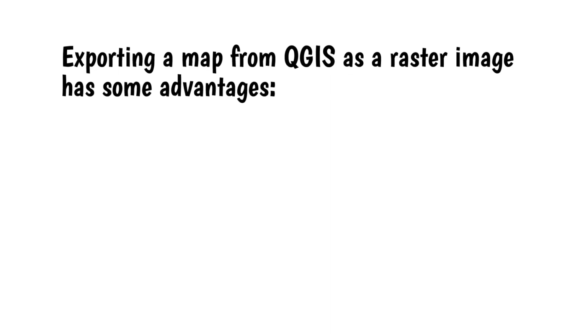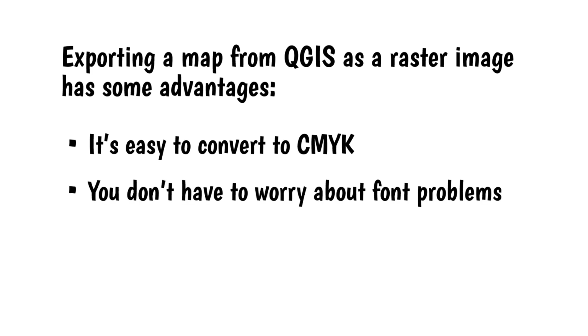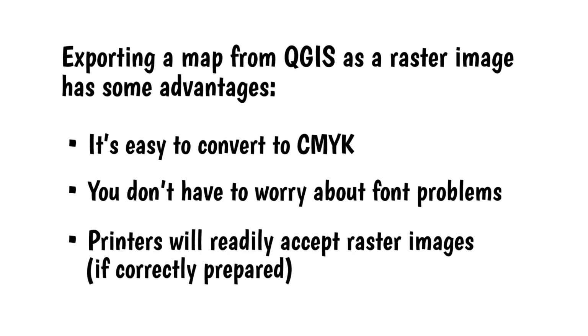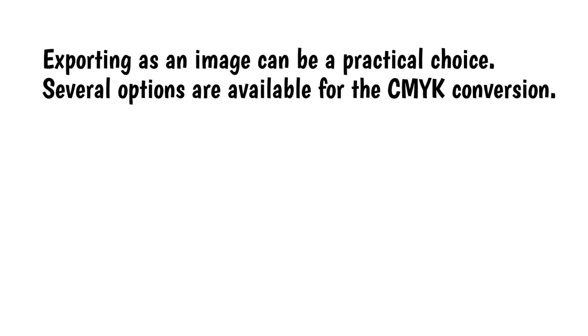Converting images. Exporting a map from QGIS as a raster image has some advantages. It's easy to convert to CMYK. You don't have to worry about font problems. And printers will readily accept raster images if they're correctly prepared. The big disadvantage is that you can't make any edits to the map except things like color balance, contrast, and cropping. You can't change or move labels or other features. That being said, exporting as an image can be a practical choice.